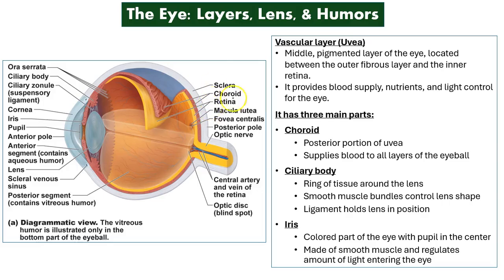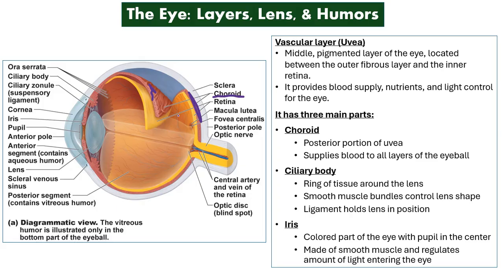And that makes sense, because let's look at the choroid here. Here's our choroid, and then we have it here as well. You can actually see there's blood vessels there as well. So this is going to be the posterior portion of the uvea, and again, it's going to supply blood to all layers of the eyeball. So that's how it gets its nourishment.